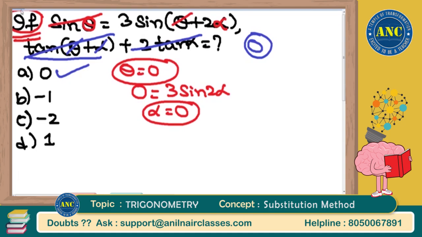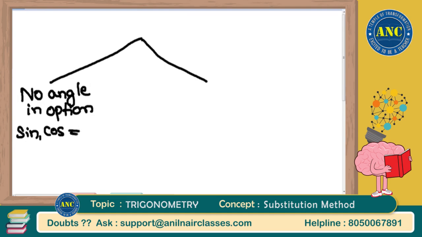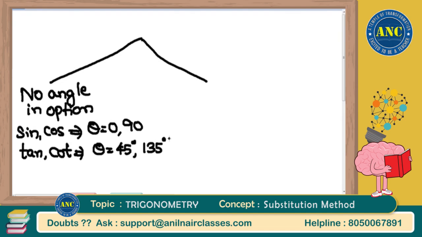Next one. Now see here, sir. If the question does not have any angle in your answer options, then put sin and cos. If it is sin or cos, the values are 0 or 90 degrees depending on whether it is sin or cos. If it is tan or cot, the values are minus 1.